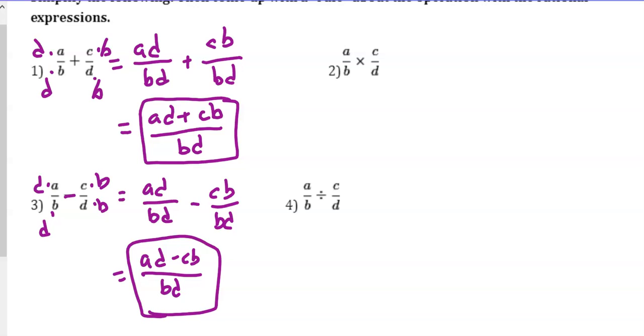Okay, so multiplying. So again, numerator times numerator, so A times C. Denominator times denominator, BD. That is it. That is a B right there. I don't know if I made that worse or better. Let me erase that. That's a B.